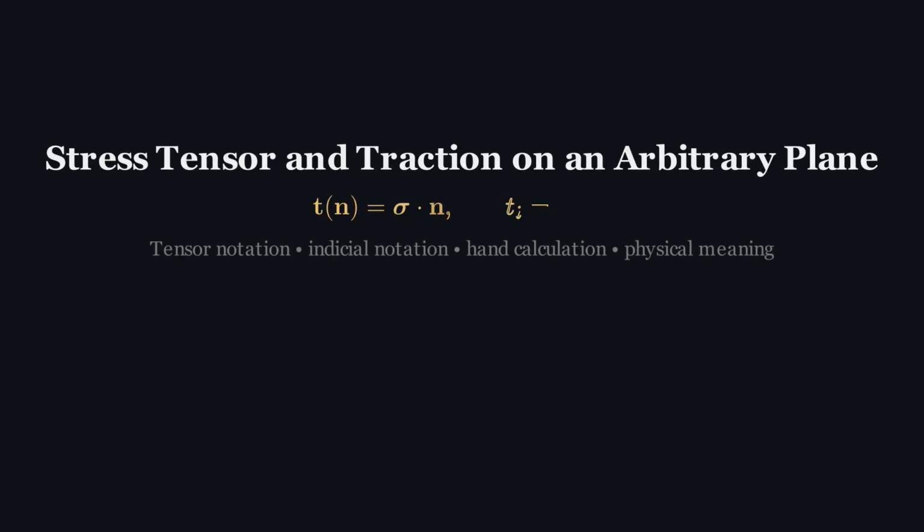This lecture explains the Cauchy stress tensor through traction on an arbitrary plane. The key equation is traction equals stress dot normal. We will derive the tensor notation, indicial notation, matrix form, and physical meaning. Full hand calculation. Normal and shear decomposition. Projection tensors. Boundary conditions. And the fourth order elasticity connection.